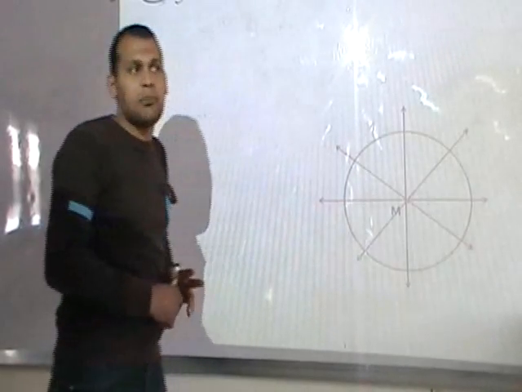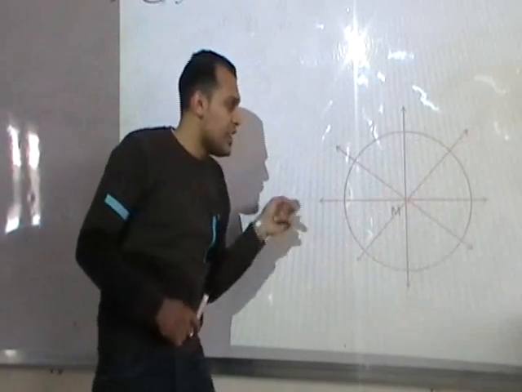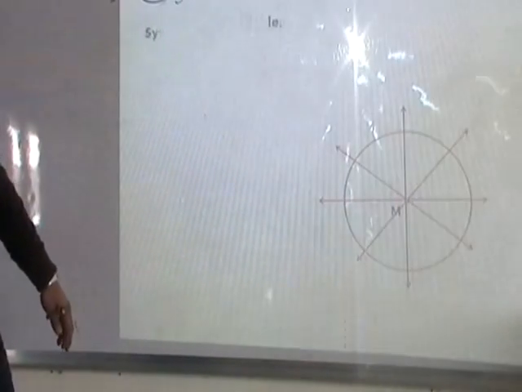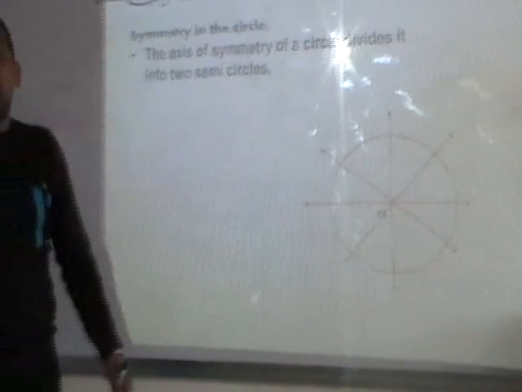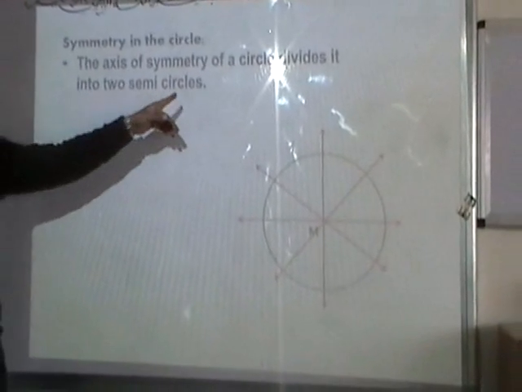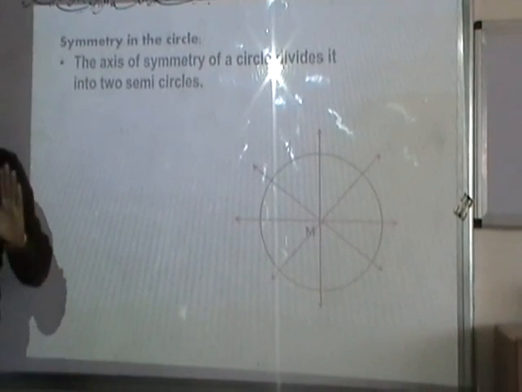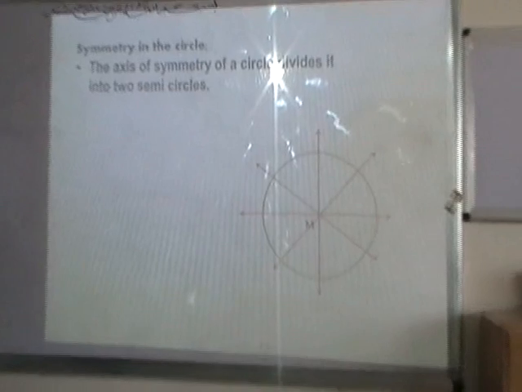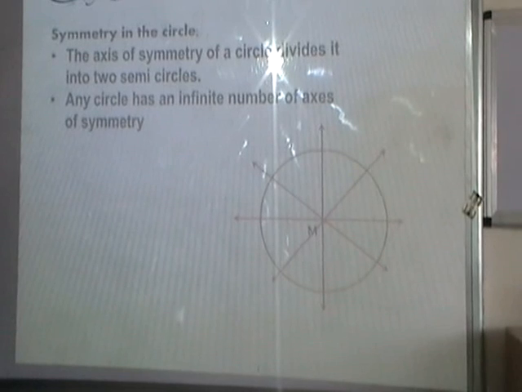We name it the axis of symmetry for the circle. I have an axis of symmetry, another axis of symmetry. You can't draw every axis of symmetry, because there is an infinite number of axes of symmetry for the circle. The definition says that the axis of symmetry of a circle divides it into two semicircles. What is a semicircle? It's half a circle, like your protractor. After that, any circle has an infinite number of axes of symmetry.